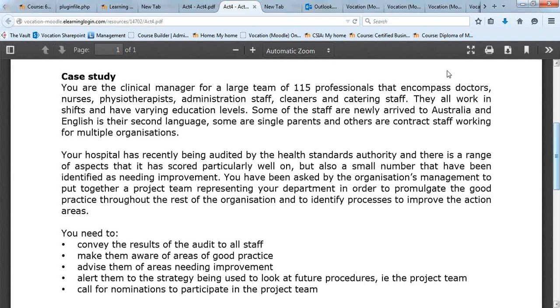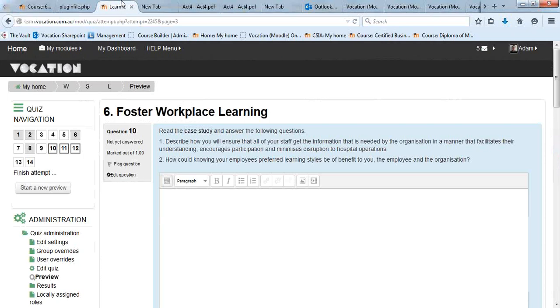There's a second part to this as well, which was talking about learning styles, and the question is how knowing the employee's preferred learning styles can benefit you, them and the organisation. So make sure that you demonstrate the benefit of understanding somebody's learning style, and what the benefit is to you. When we say you, we're talking about somebody who's in charge of organising training for the employees, so them, and the company as a whole. Make sure that when you're answering, you cover each of those 3 areas.